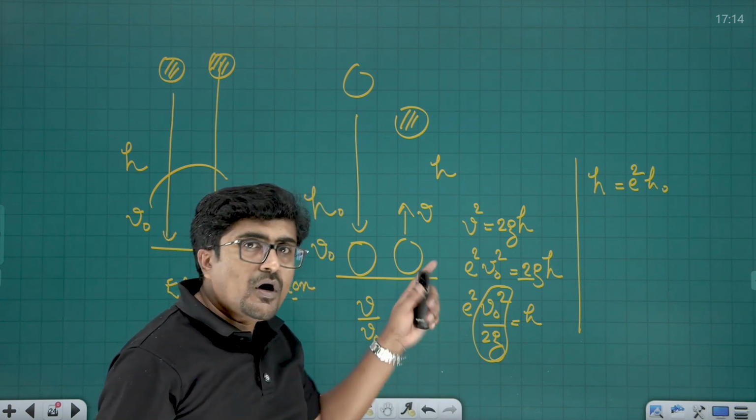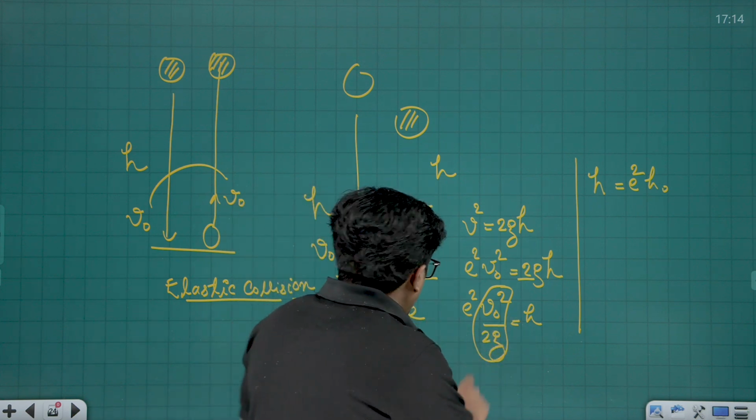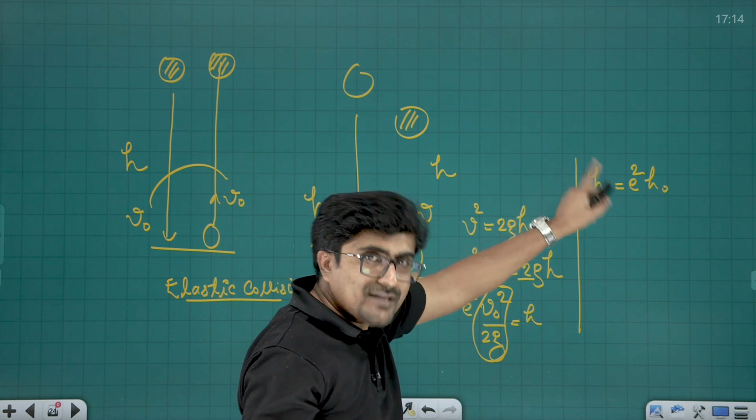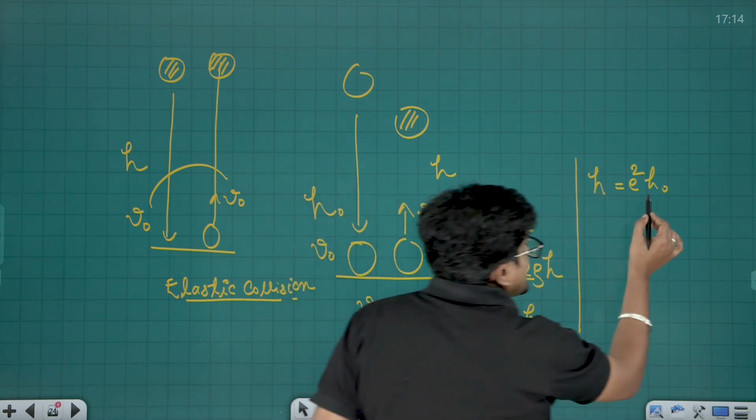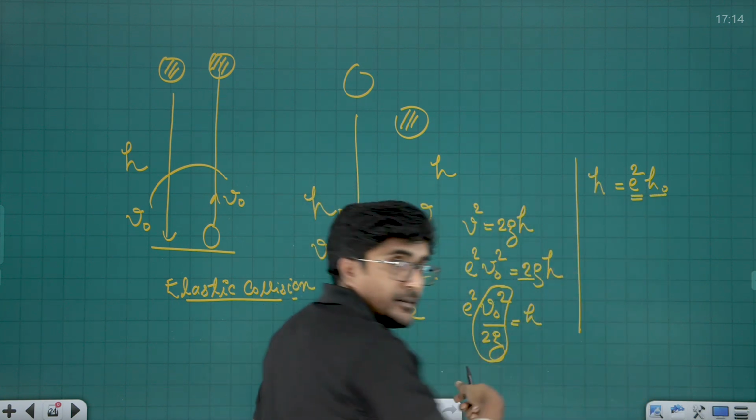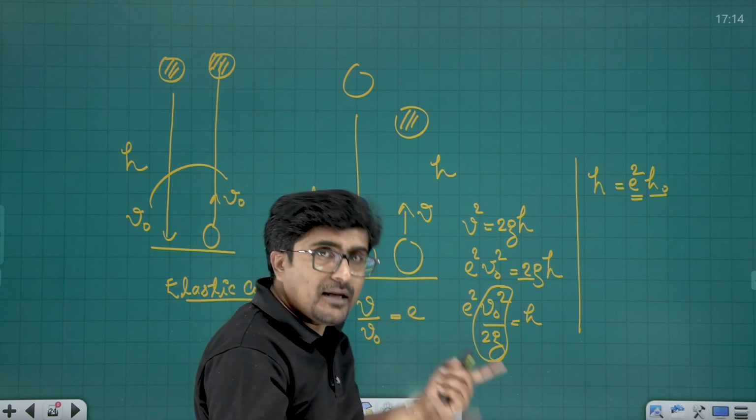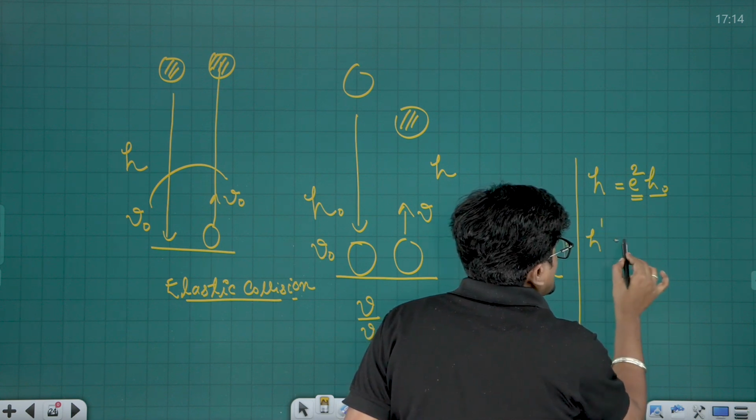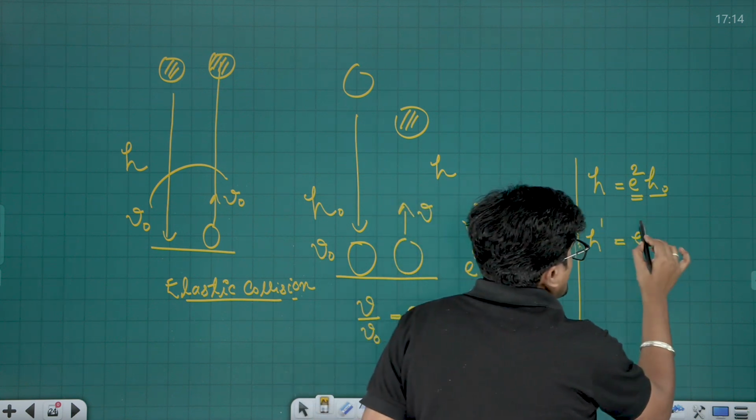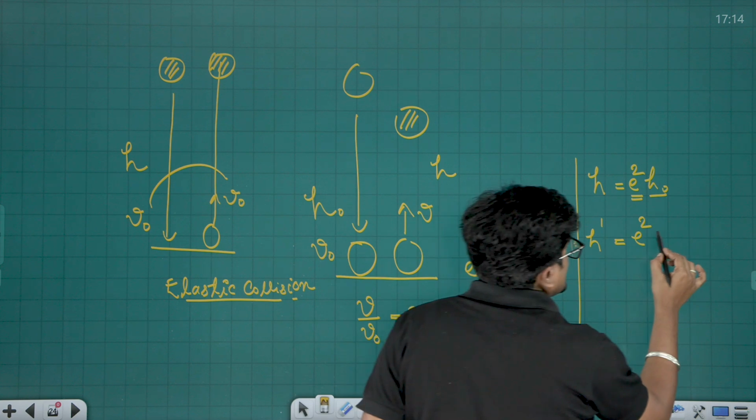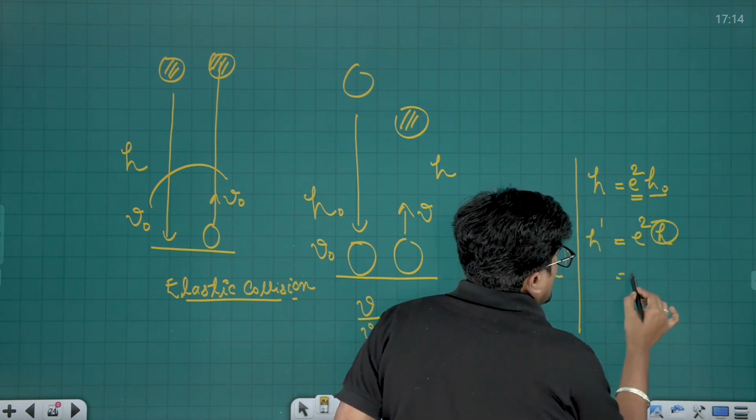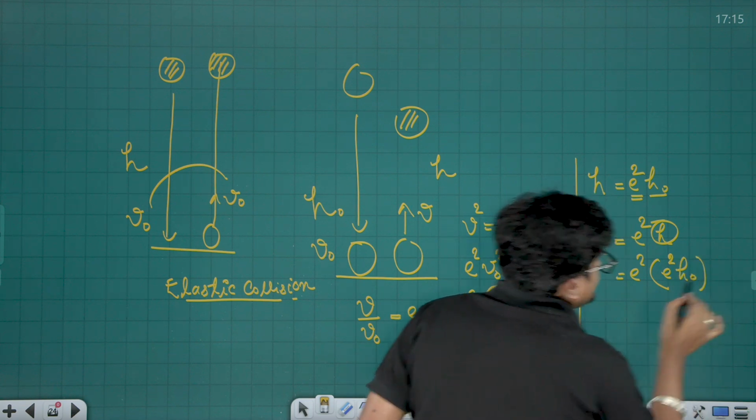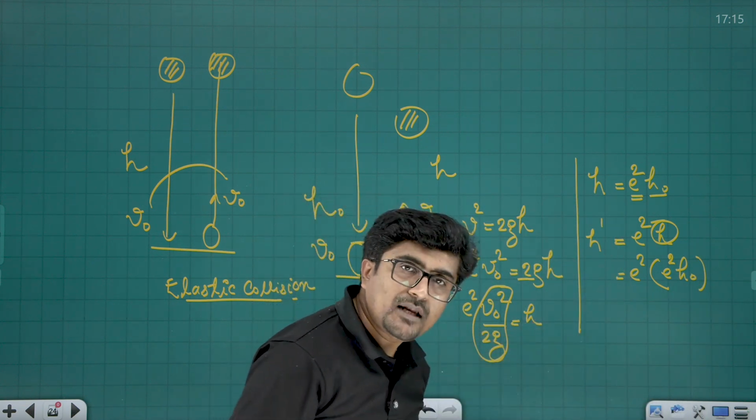And after one more collision, again, what was the previous height? That is h naught times e square. Now this time, after the second collision, the height is going to be, let me say, H dash. That is going to be e square times H. And what was H? It was e square into h naught. It will keep on going like that.